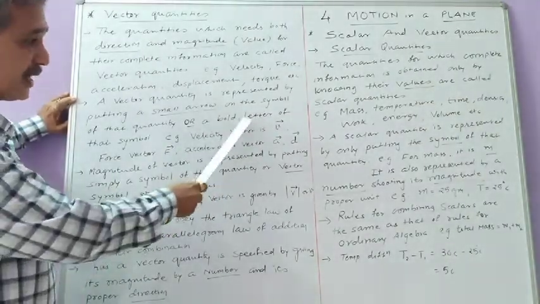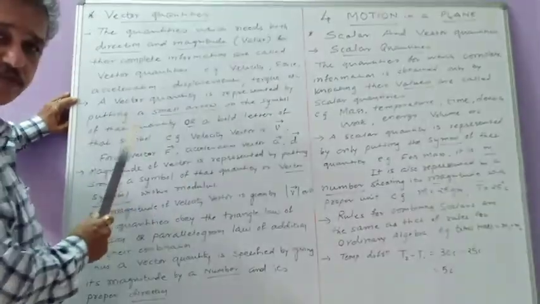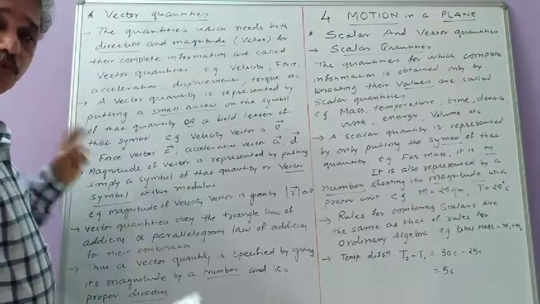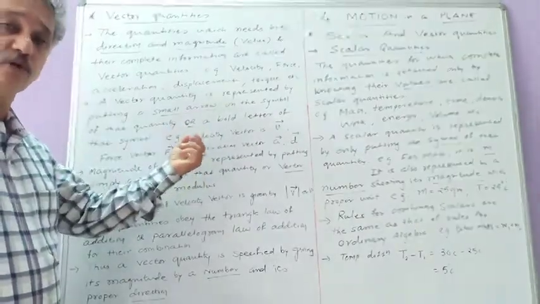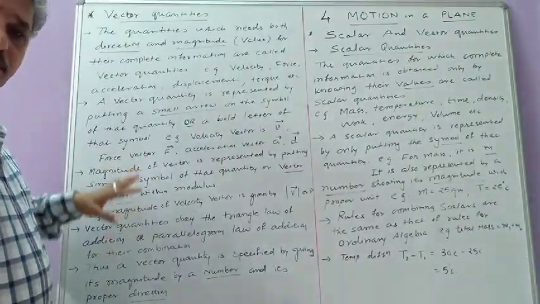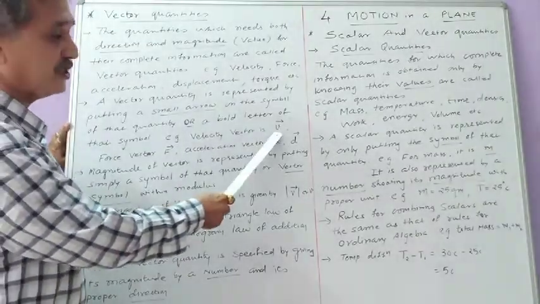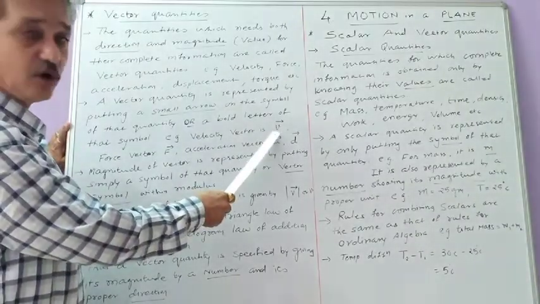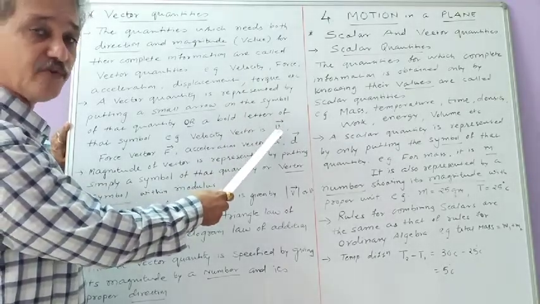But this is practically not convenient. That's why we use the first method. That means we put the symbol of the physical quantity, and above it you put a small arrow. So this is the representation of a vector quantity. As for example, the velocity vector is written as small v with a small arrow above it. Then it can be read as the vector v.